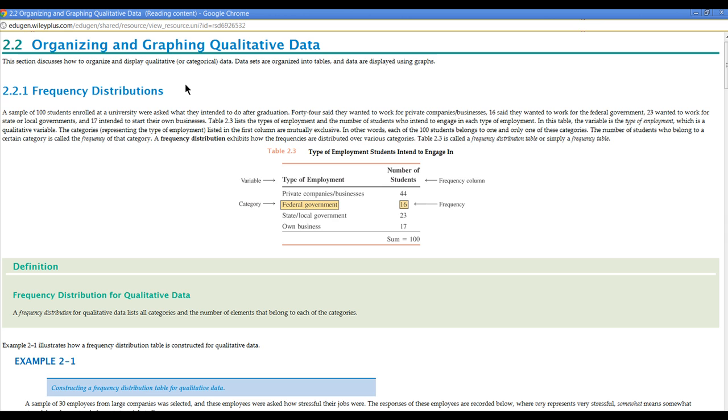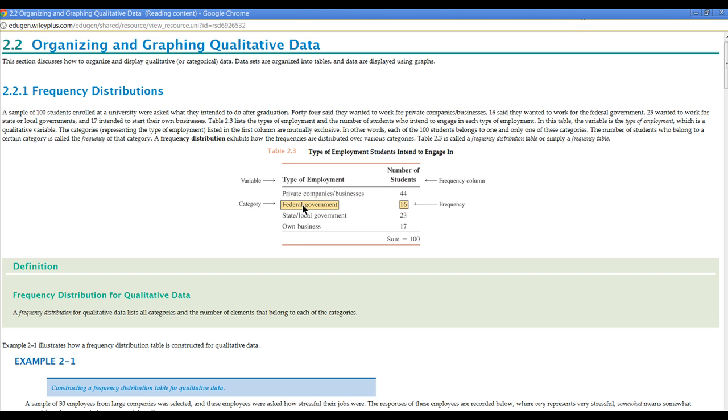Organizing and graphing qualitative data. Now, we talked about the difference between qualitative and quantitative. So if you have qualitative data, how can you graph it or organize it? So let's take the type of employment students intend to engage in. Some students will engage in private companies and businesses. Some will work for the government. Some will work for state governments, and some will own their own businesses.